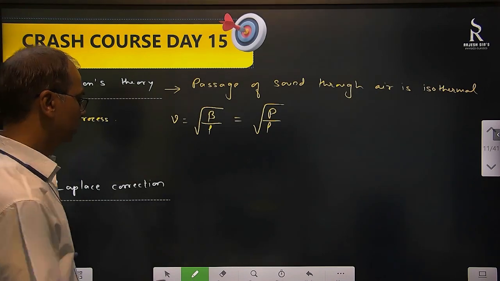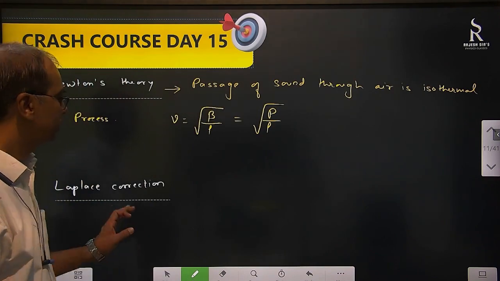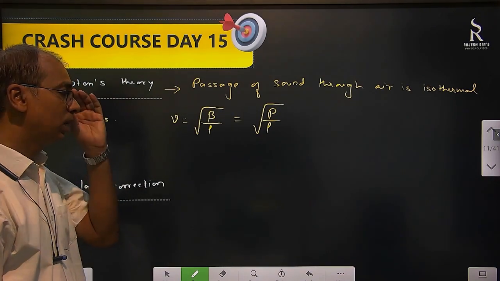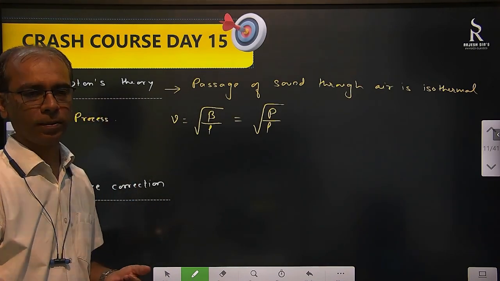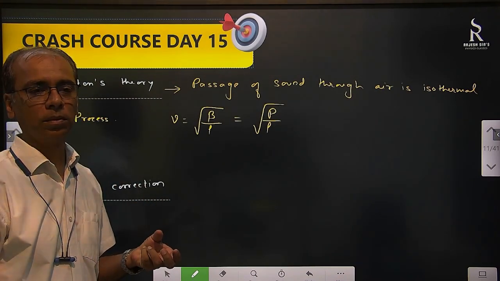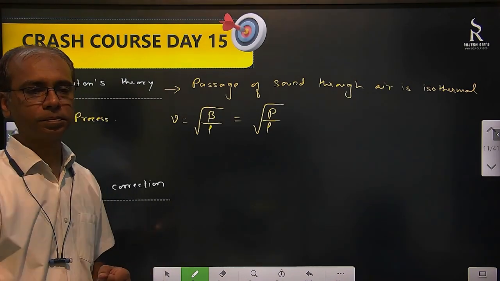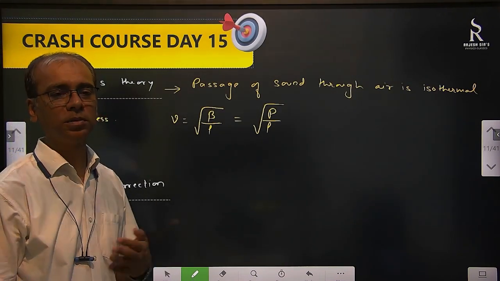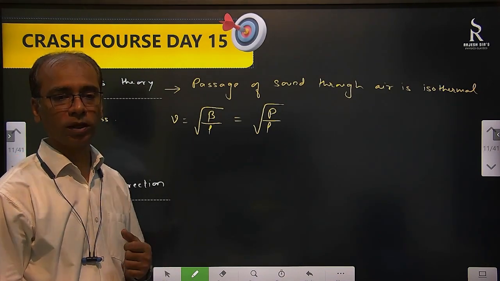But then Laplace came. Laplace said that the process of passage of sound through air is not isothermal, but it is adiabatic. He said that this compression and rarefaction are happening so fast in nature, there is no chance for a medium to actually show the exchange. What is adiabatic? That means there is no exchange of energy between system and surrounding. Okay, so there is no exchange happening because the process is so fast.